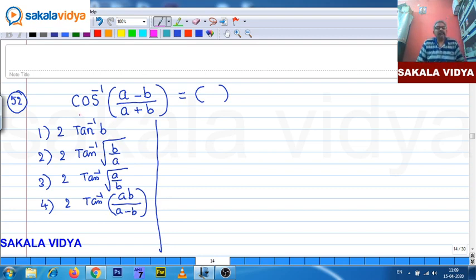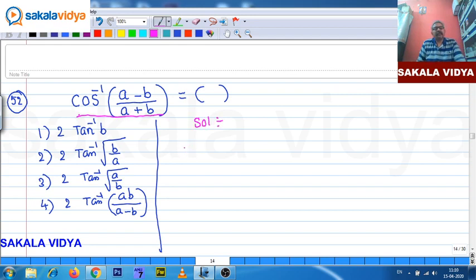So now the cos inverse of a minus b by a plus b. Options 2 tan inverse b and 2 tan inverse of ab by a minus b are not possible. Either the second option or the third option will be our answer. If second or third, we need to change both numerator and denominator in the form of b by a or a by b. So that means b by a only, and the second option will be the right option. I hope you will be getting the same thing.